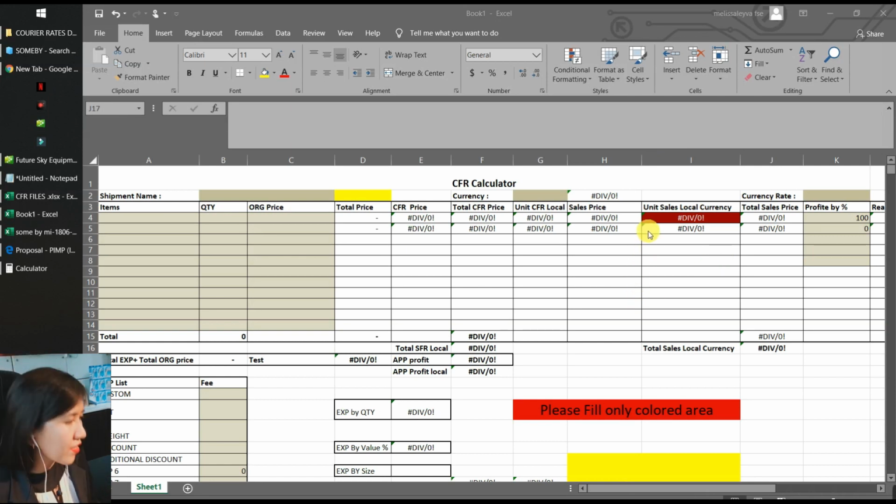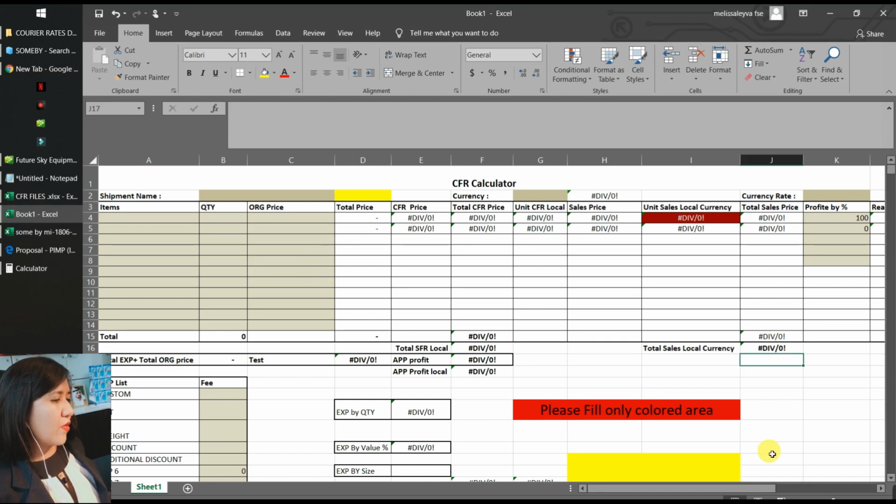This is an Excel file that I'm always using whenever there's a shipment. Let's say there are customers requesting a wholesale price for 100 quantities, 200 quantities, 1,000 pieces, or let's say a bulk order, 25 cartons of items from different suppliers from, let's say, Korea, Taiwan, and going to the UAE. So this file is called the CFR file.